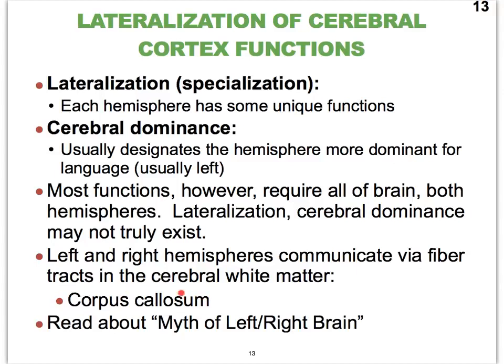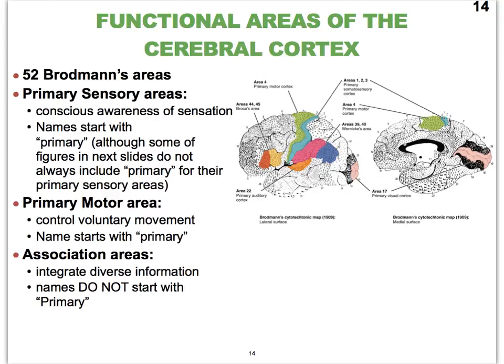I will point that out on pictures when we get to our discussion of the white matter in one of the future videos. In your OpenStax book, I would like for you to read the topic titled Myth of Left versus Right Brain. So lateralization is not an absolute true aspect of the brain, but we do see a little bit of specialization. So let's just take it from there.